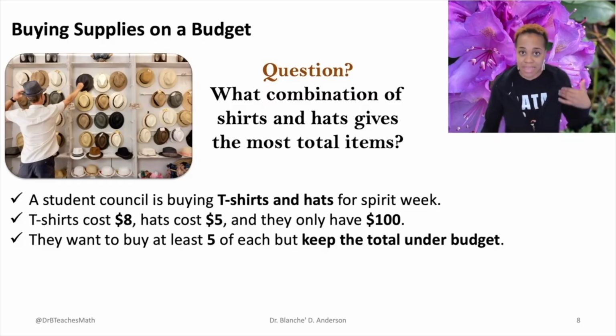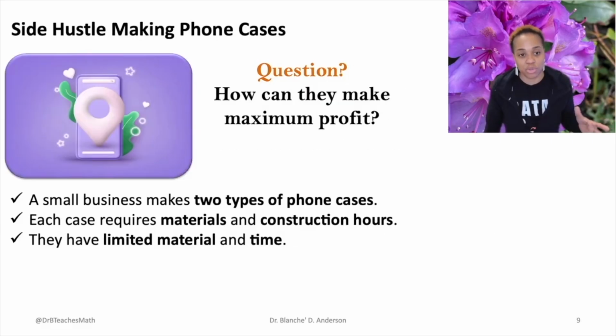So you have to sit back and say, okay, we want to buy these for Spirit Week, but we only have $100. What can we buy the most of? A combination, one or the other or together, of shirts and hats so that we can have them. And you want to buy at least 5. So you might not be able to get 5 and 5. You've got to stay within your budget of $100 and stay under that budget. Okay, linear programming situation. And I'm going to show you mathematically. I just want to show you that this is stuff that you do in the real world.